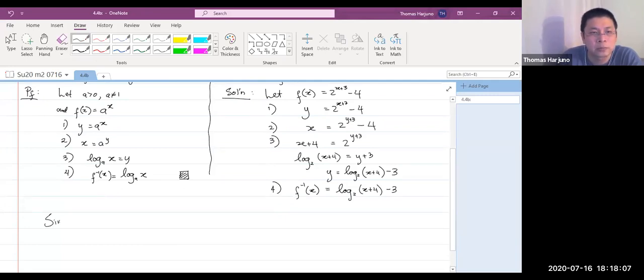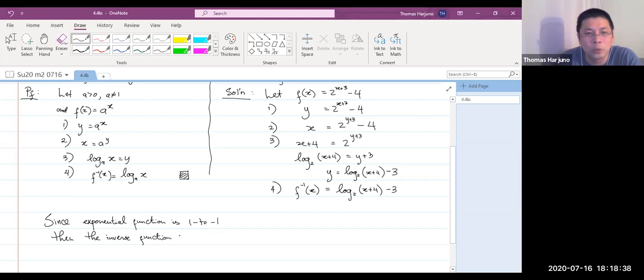Since the exponential function is one-to-one, I should say the basic exponential function, because the exponential function is one-to-one, then the inverse function, which is a log function, is also one-to-one.